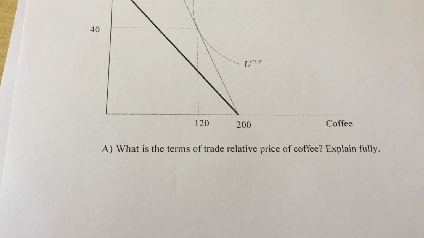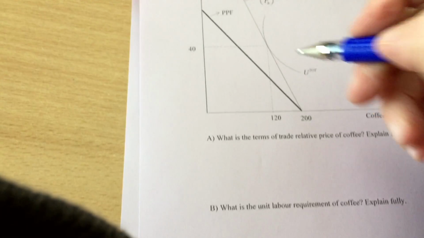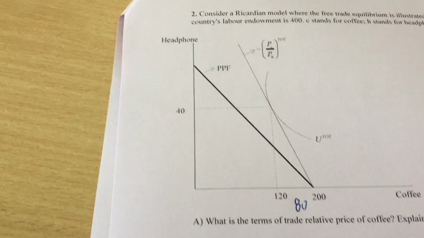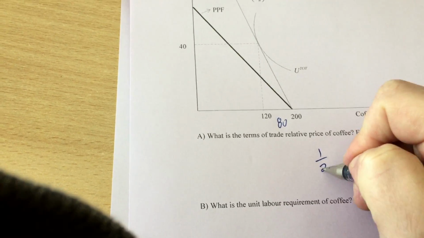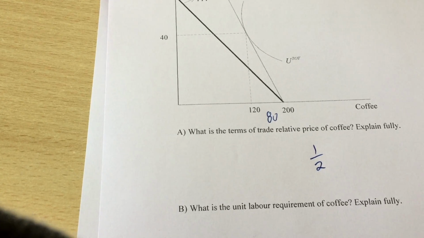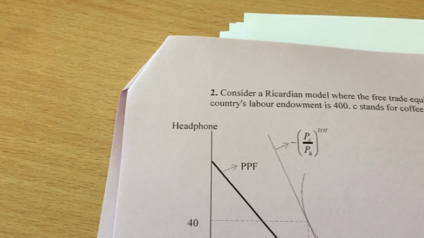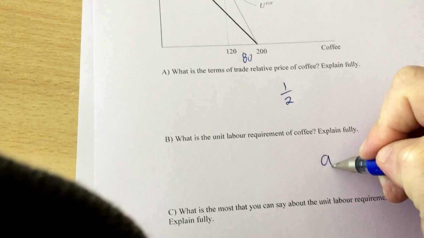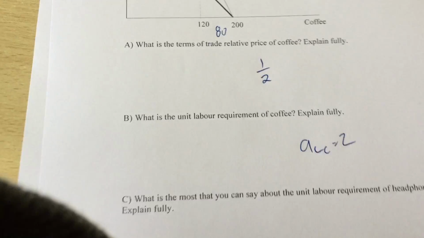Flipping over to the purple exam, same idea, but the numbers are a little bit different. What is the terms of trade relative price for coffee? Here you're exporting 200 minus 120, which is 80, and you're getting 40 in return, so the relative price is 1/2. What's the unit labor requirement of coffee? You got 400 units of labor, you're cranking out 200 apiece, so the unit labor requirement of coffee is 2.